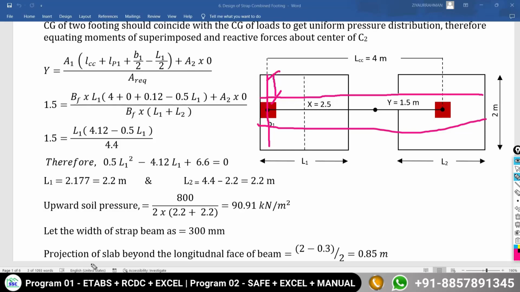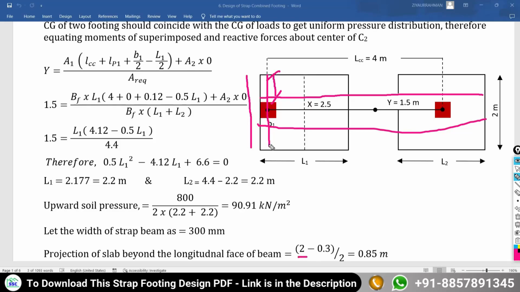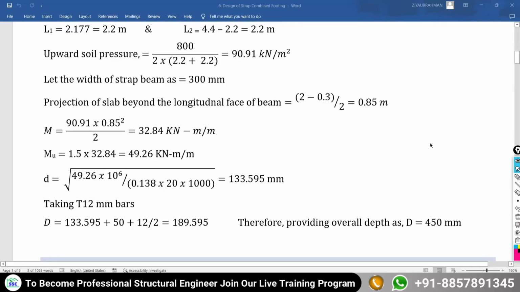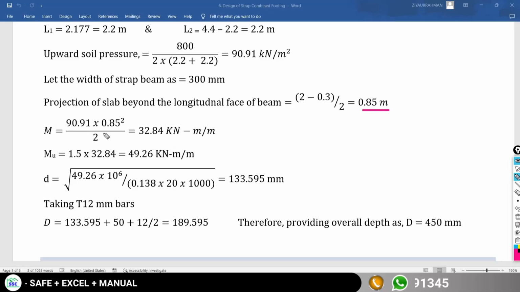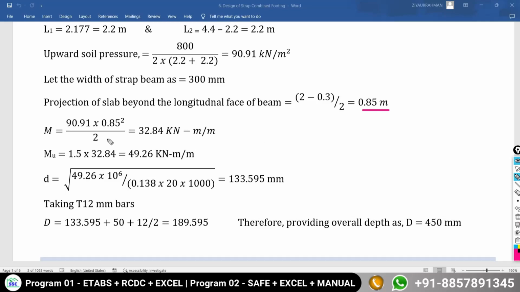So how can you calculate the projection? That is equal to the total width of the foundation 2 minus the width of your beam 0.3, divided by 2. So you will get this cantilever projection outside the face of your beam. So I am getting the projection outside the face of the beam as 0.85 meter. Now I just want to calculate the moment. So what is the formula for calculating the moment? This is the upward soil pressure multiplied by the projection square divided by 2.